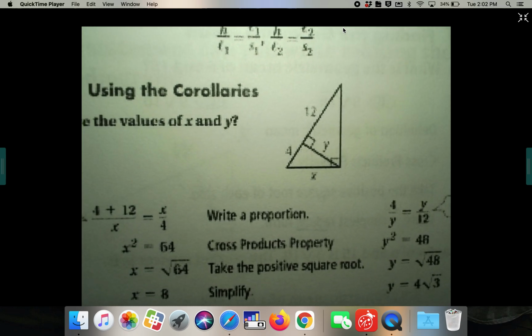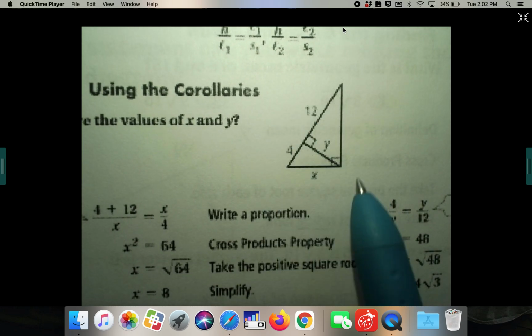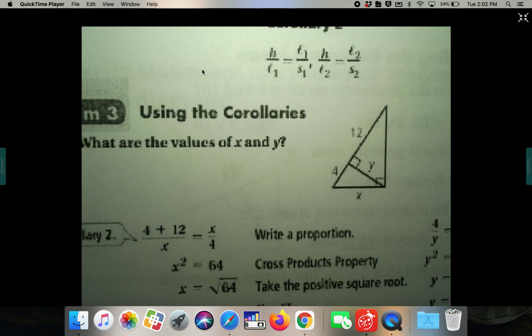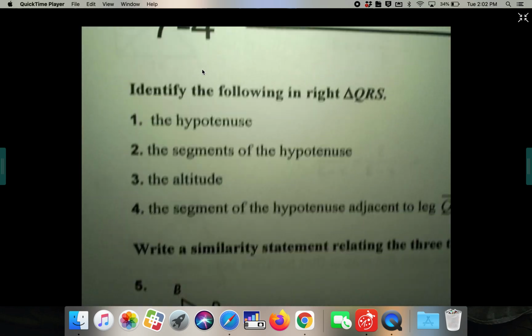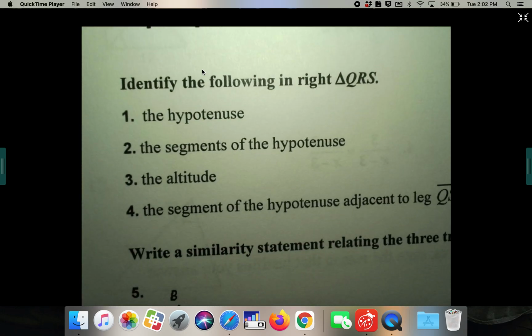They want you to write a proportion to find x and y. So actually, they've all worked this one out for you. So let's go on to the next page so that we can actually try some, but do go back and look at that if you're still a little bit confused.